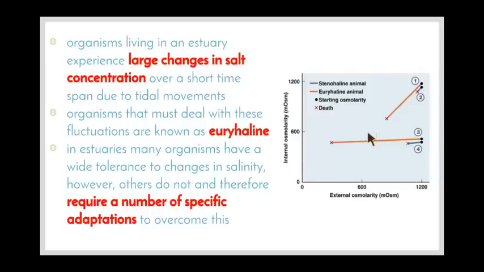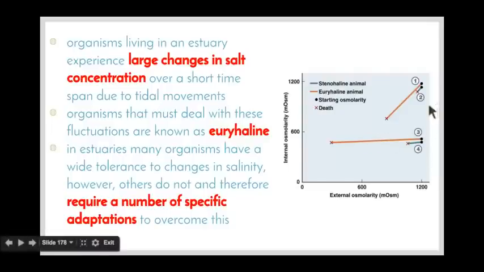So organisms that must deal with these fluctuations are known as euryhaline. In estuaries, most organisms have a wide tolerance to changes in salinity. However, others do not, and therefore require a number of specific adaptations to overcome this.